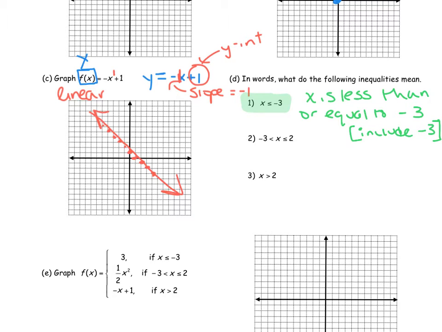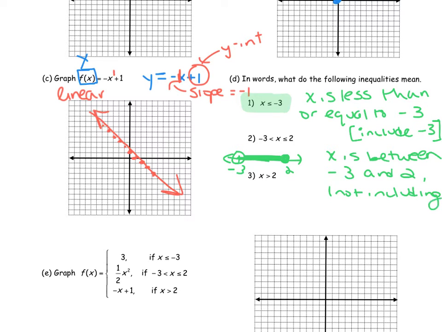Now for the next one, remember if we draw that number line, we're going from negative 3 to positive 2, where 2 is included. Negative 3 is not. It has that open circle. So in your own words, we have x is between negative 3 and 2, and we're not including negative 3. X is between negative 3 and 2, but we don't include negative 3.